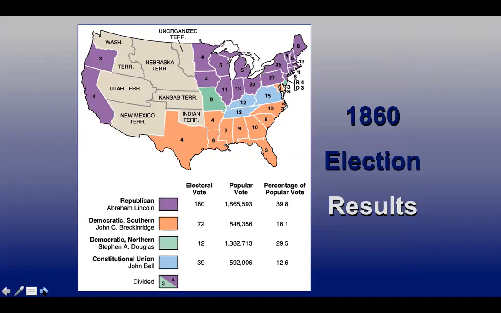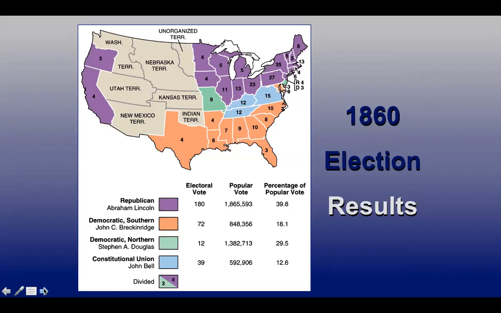The Constitutional Union, they have a pretty good showing. Your Northern Democrats, not so much, because most of your Northern people who probably would have been Northern Democrats voted for Abraham Lincoln. And obviously your Southern states there, most of them stuck with the Southern Democrat, John C. Breckinridge. So Lincoln wins in a landslide.